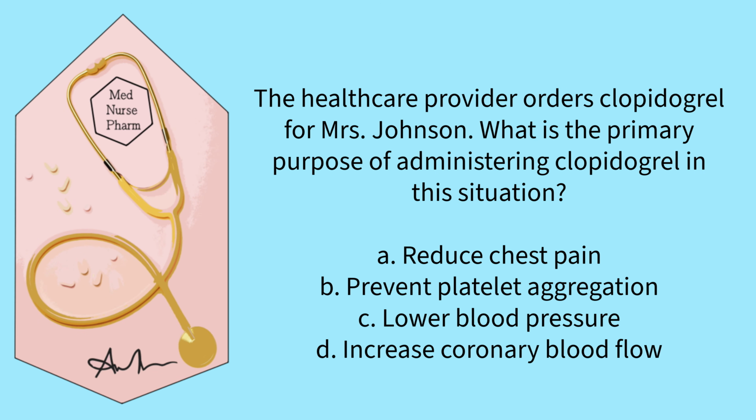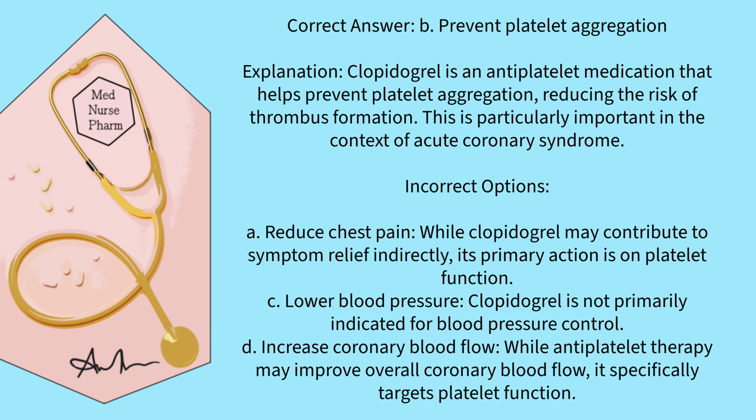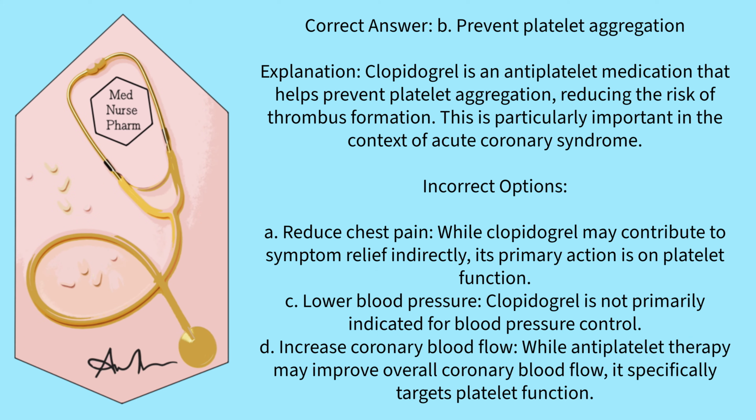The healthcare provider orders clopidogrel for Mrs. Johnson. What is the primary purpose of administering clopidogrel in this situation? A, reduce chest pain. B, prevent platelet aggregation. C, lower blood pressure. D, increase coronary blood flow. Pause the video and select your answer. The correct answer is B. Prevent platelet aggregation. Clopidogrel is an antiplatelet medication that helps prevent platelet aggregation, reducing the risk of thrombus formation. This is particularly important in the context of acute coronary syndrome. Pause the video and go through the options that were incorrect.